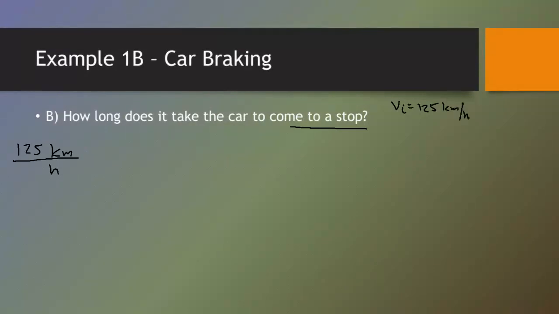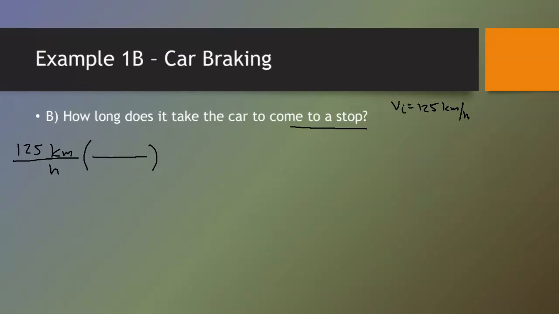But we can't use kilometers or hours if we're going to use newtons. We need to convert things to meters and seconds. I'm going to show you guys how to do a unit conversion, and in the next problem, I'm going to show you just the faster way to do it. Either way is fine with me. If you have any trouble with these types of conversions, please let me know and I can share some extra videos with you.